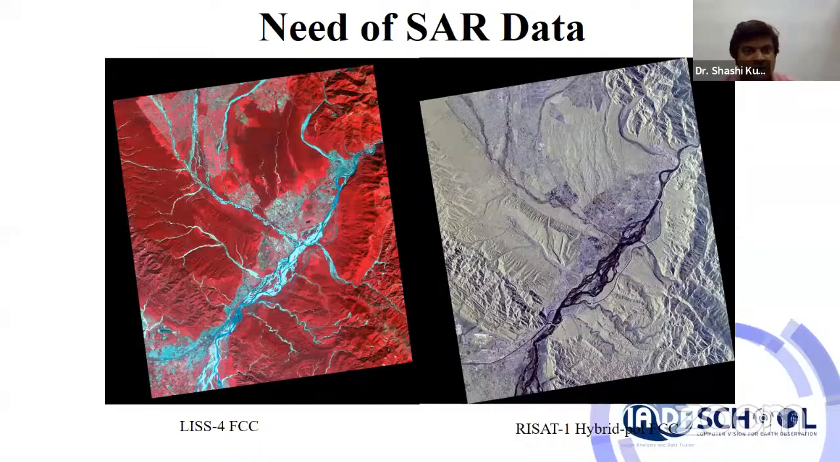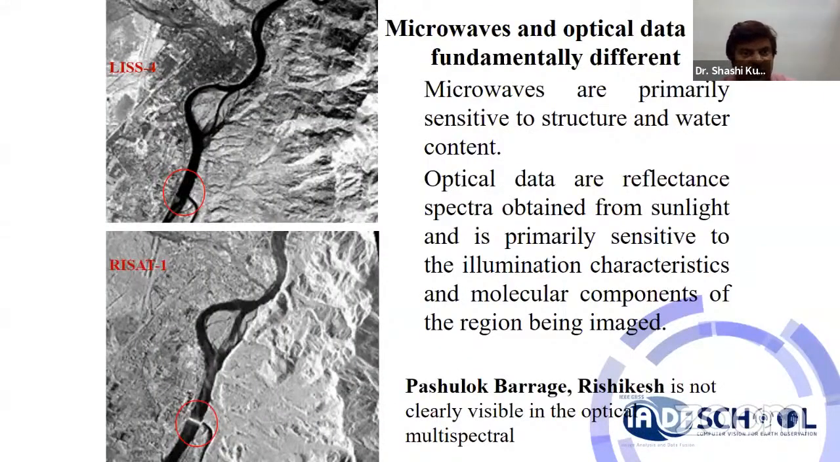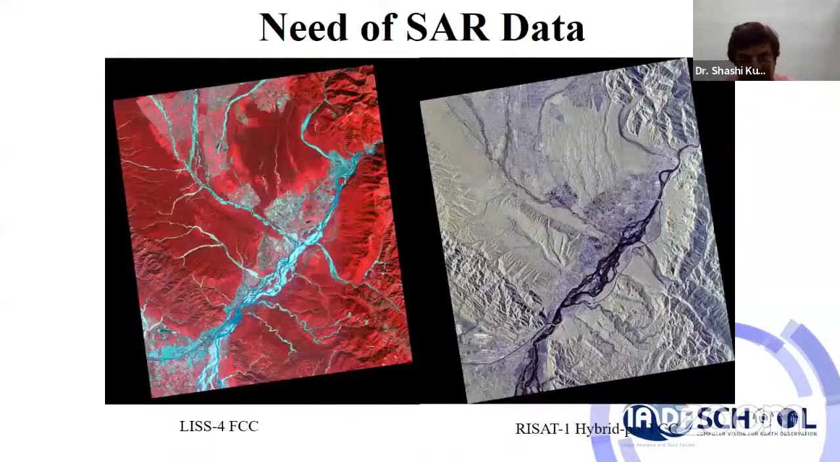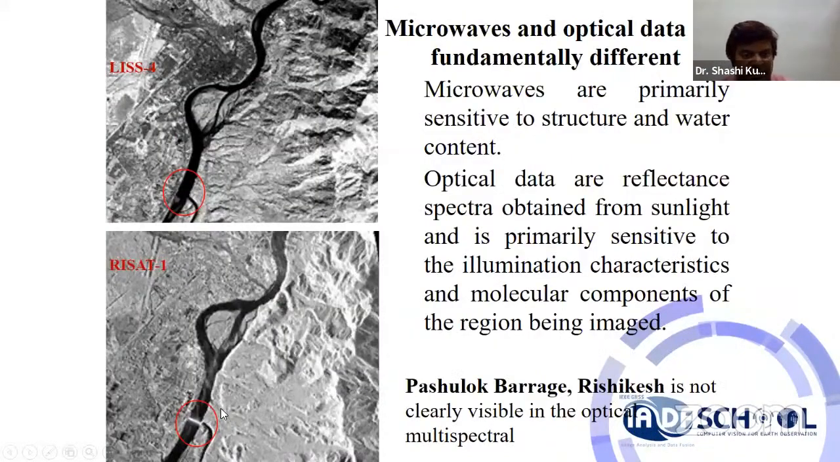Now I took a subset from both the data sets. This subset was taken for this area, and one band was taken: one band of the LISS-4 data set and one polarization of the RISAT-1. RISAT-1 was this data set, the FRS-1 mode, a hybrid pole mode data set. This is dual pole data, so in the dual pole data set, one polarization is used here.